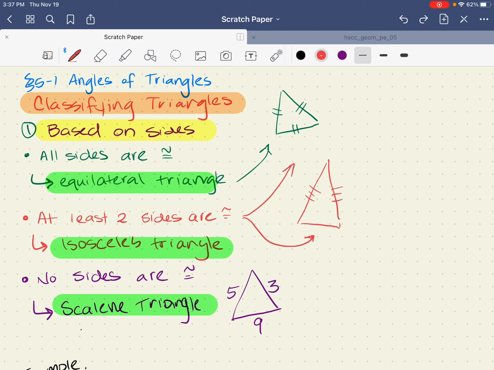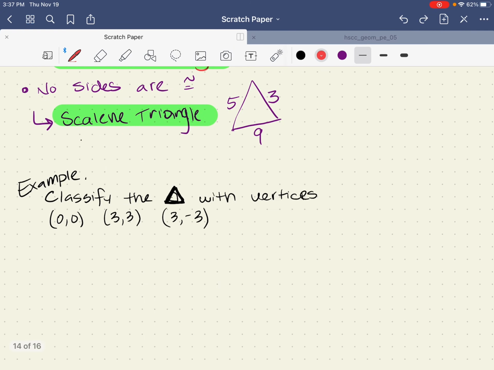Moving on to our last one, the scalene triangle has absolutely no sides that are the same. So all the sides are different, and we call those scalene. So this is the first thing I need you guys to remember. Isosceles, two sides the same. Equilateral, three sides the same. Scalene, no sides are the same.